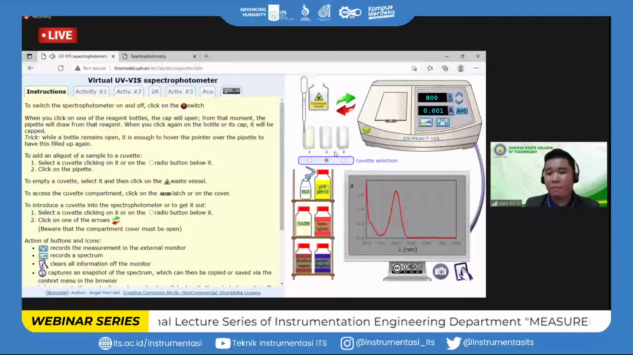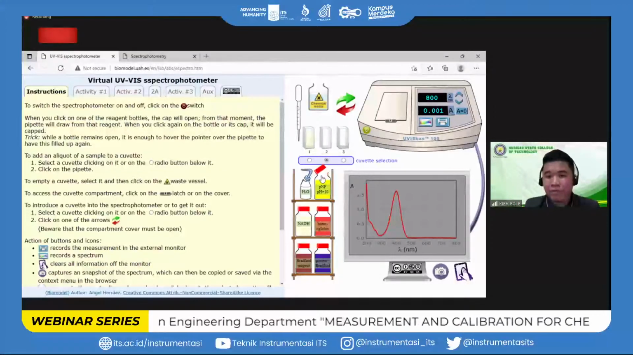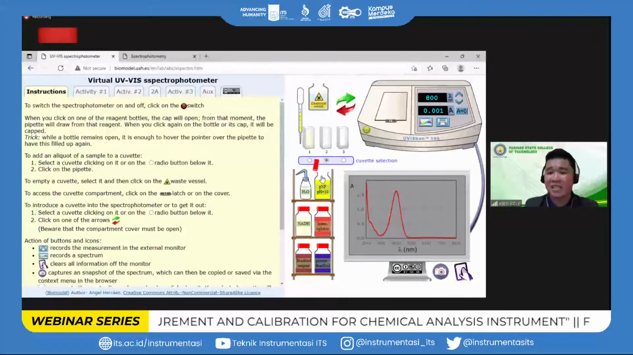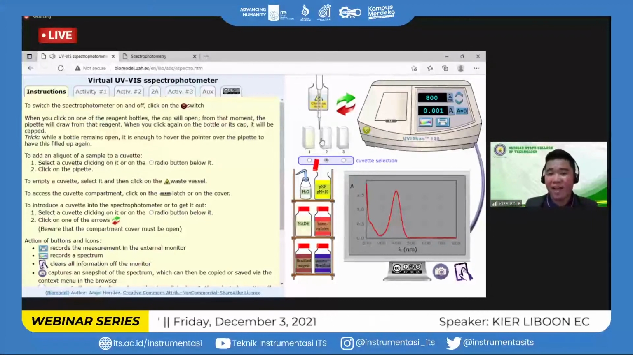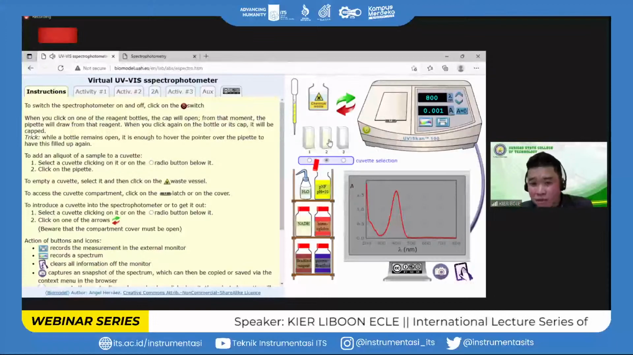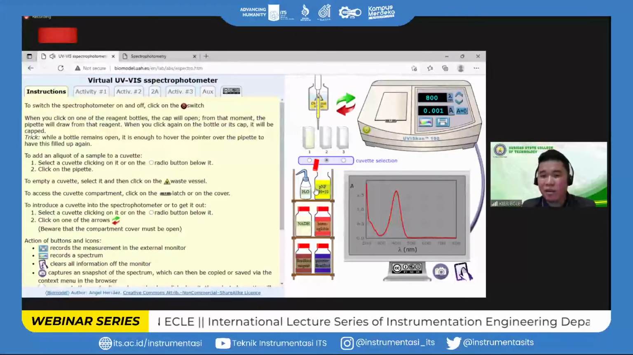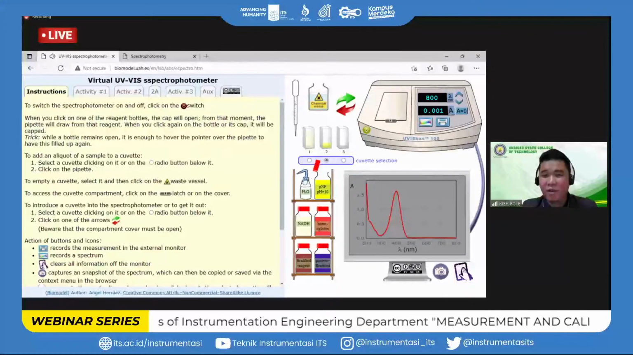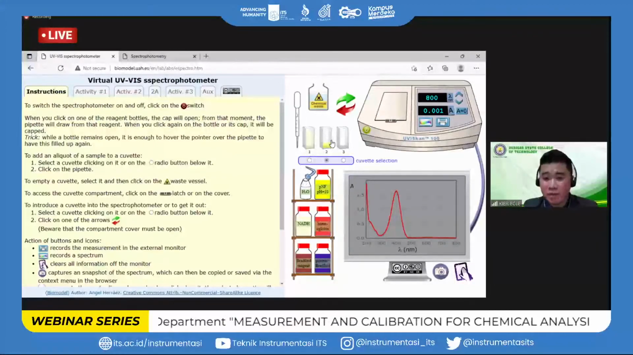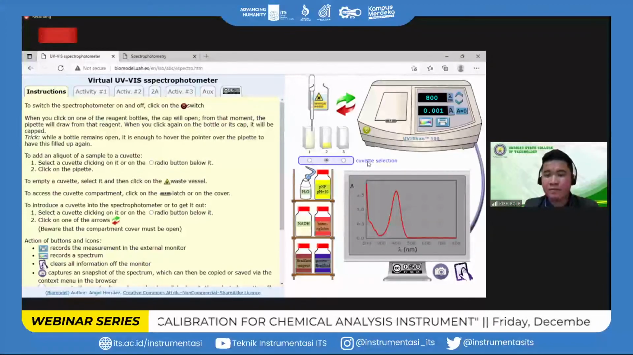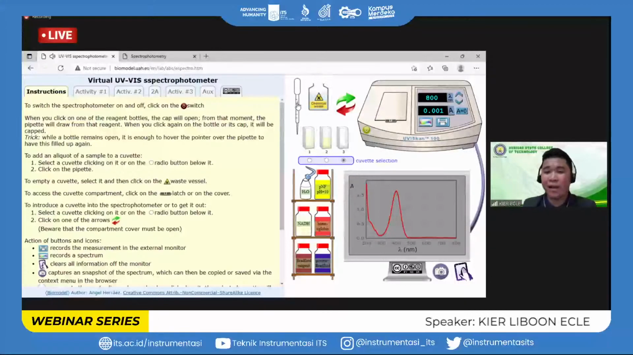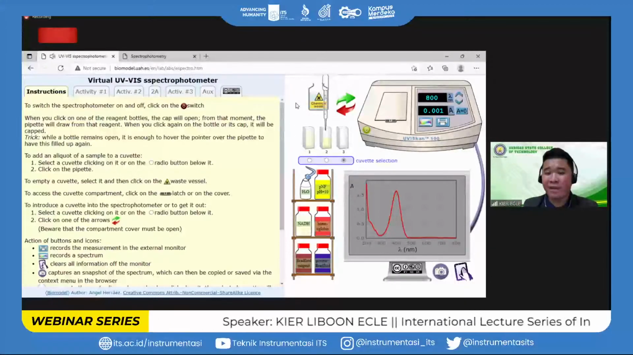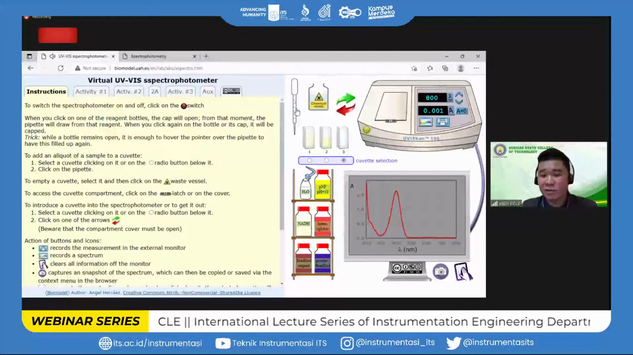But before you run each sample, you must see to it that you perform the blanking first. For the third cuvette, you could also use it for your blank reagent, for the blank solution.